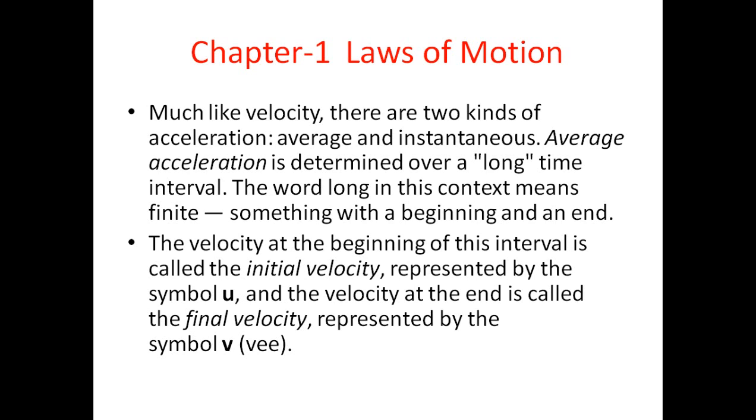Okay, we all know that average is found only where there is a beginning and an end. The velocity at the beginning of this interval is called the initial velocity, represented by the symbol u, and the velocity at the end is called the final velocity. We studied this point when we had to find the average velocity. In that case also we search for the initial velocity of the body and the final velocity of the body.